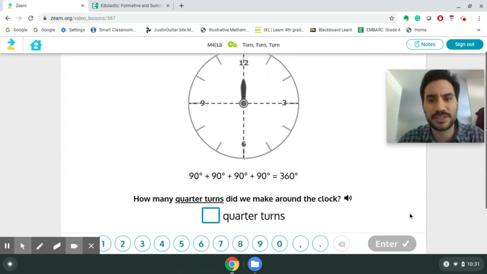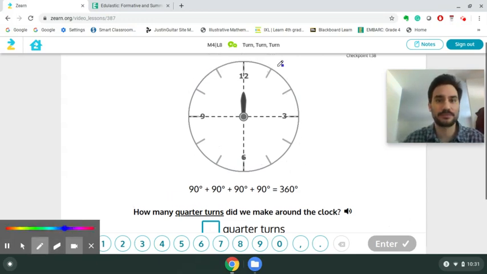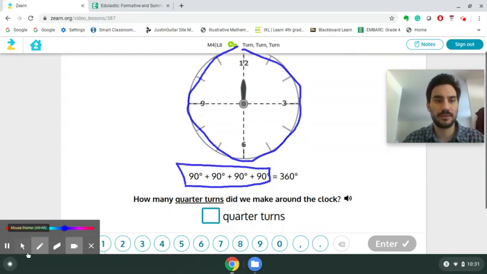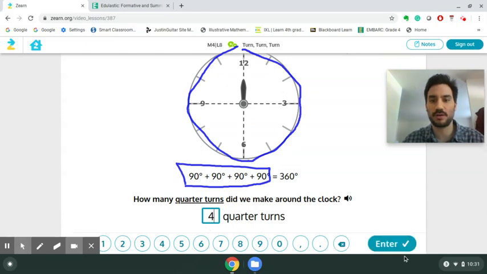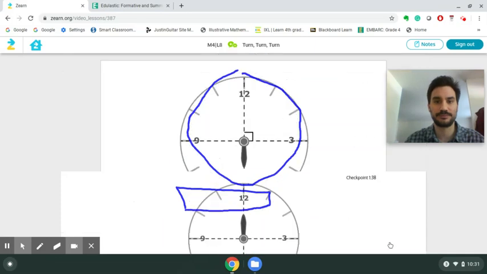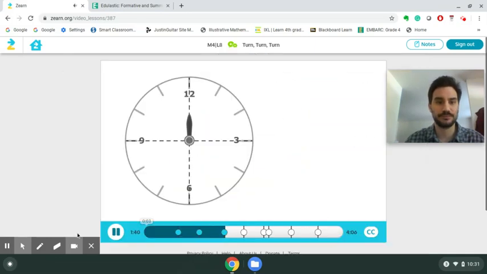How many quarter turns did we make around the clock? Well, here's 1 quarter. Here's another. Here's a third. How many did we make? If you said 4 quarter turns, you're correct. Very nice job.